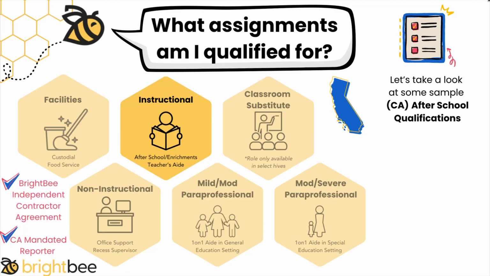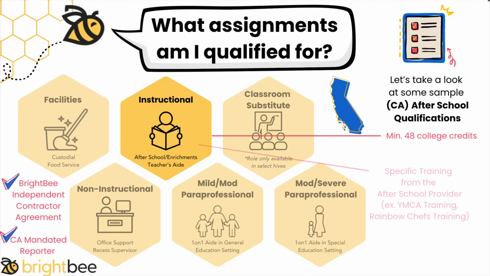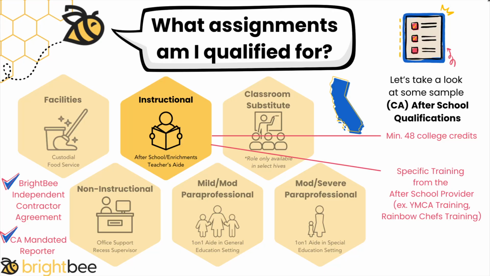Let's take a look specifically at California after-school qualifications to be in an instructional capacity. While BrightBee has helped you when you started with your BrightBee independent contractor agreement and California mandated reporter, there might be additional qualifications specific to those after-school roles. Often, a minimum number of college credits are required. Sometimes specific training is required from the after-school provider so that you are aware of their routines and procedures. And some require additional early childhood education units based on the age of the students you'll be working with.